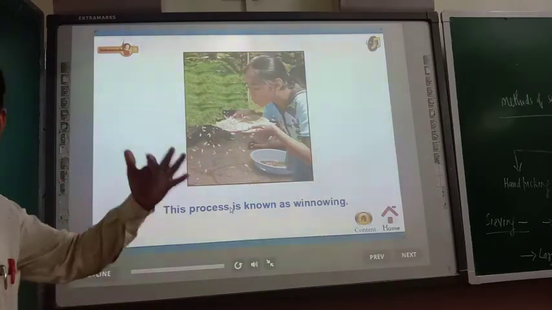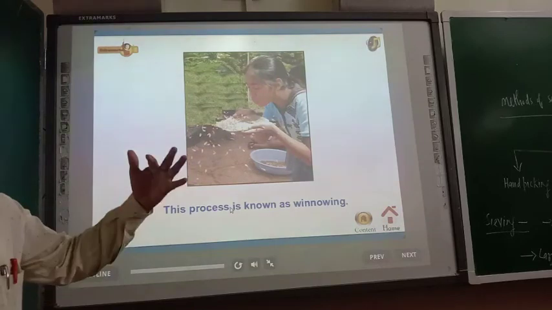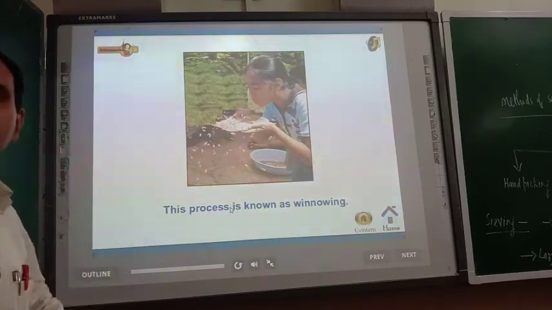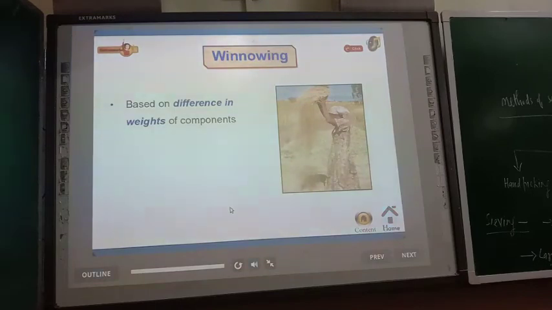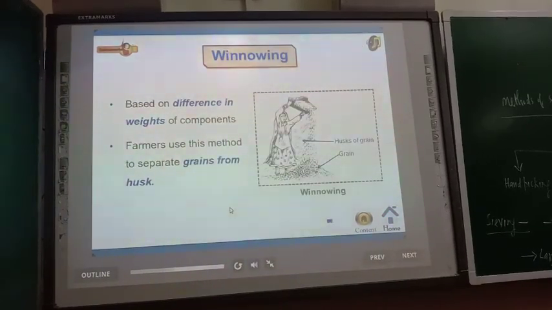The lighter one will run away with the stream of wind, while the heavier component will fall on the same place. Just see. Winnowing is based on the difference in weights of the components. Farmers use the winnowing method to separate grains from husks.